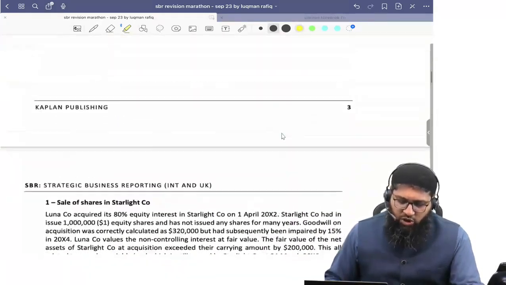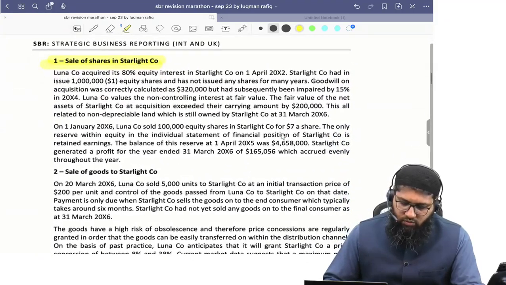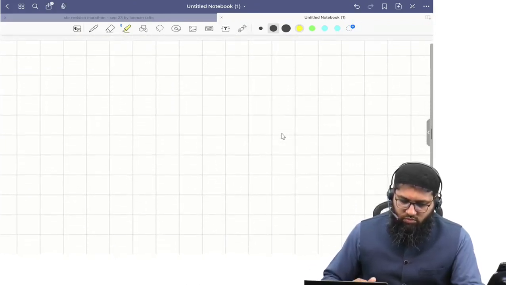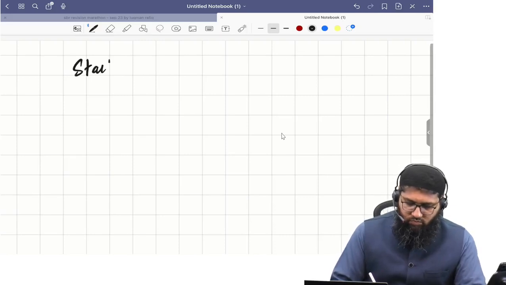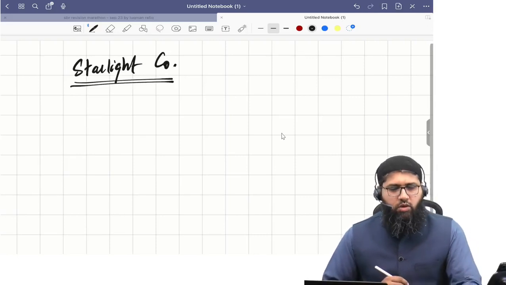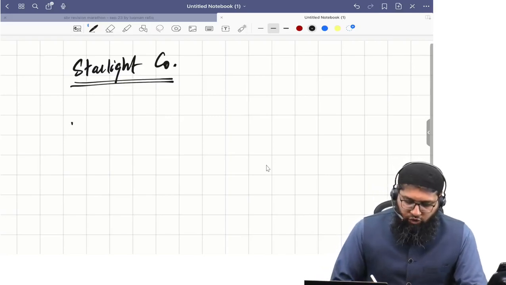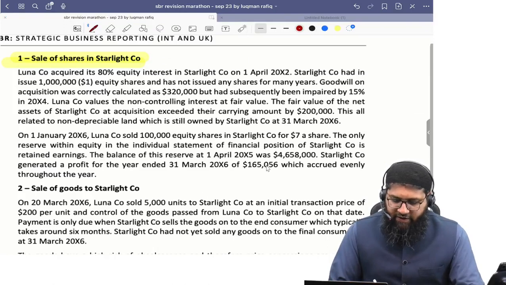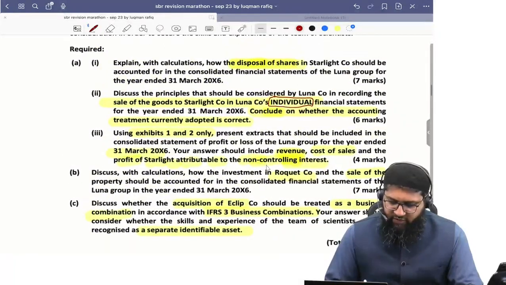Let's take things through. The first one is the sale of shares in Starlight company. So the first scenario with respect to Starlight company is Luna acquired an 80% interest in Starlight on 1st April X2. What financial year are we talking about? Let's just go back: 31st March X6.